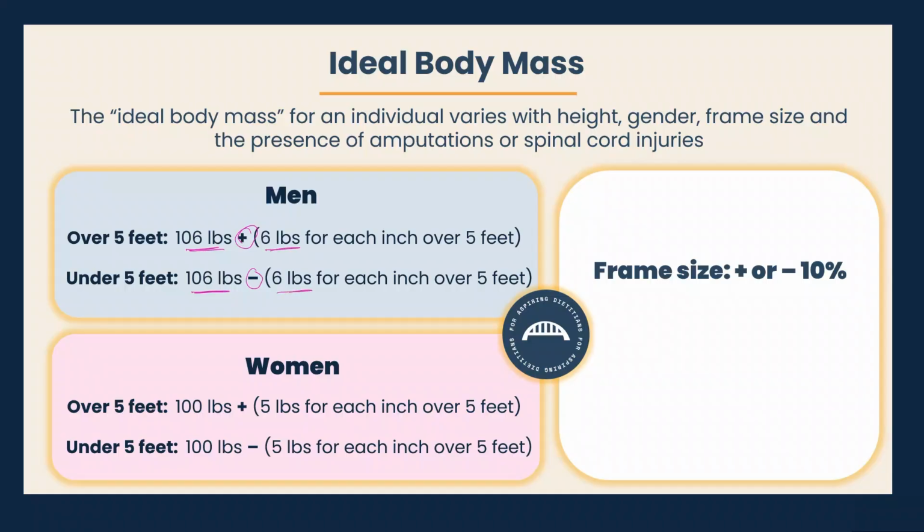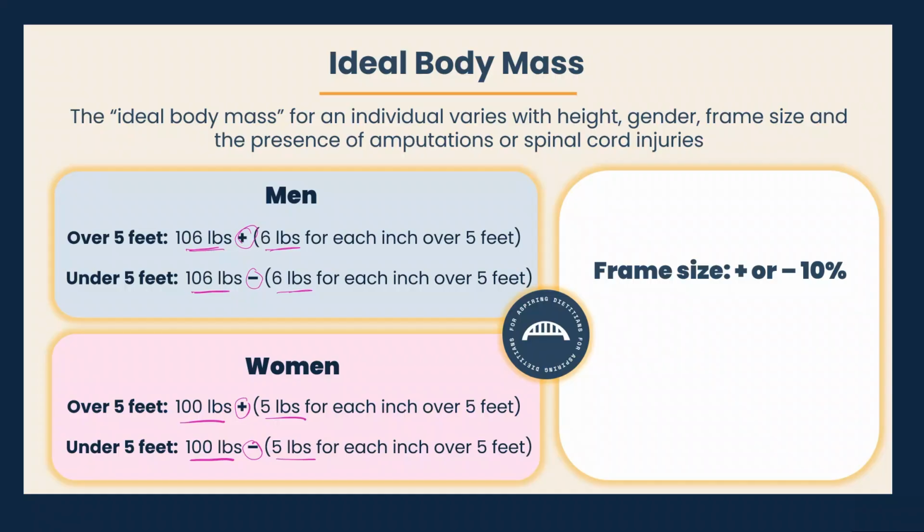For women, the pattern is similar. We start with 100 pounds as our baseline and add in 5 pounds for every inch over 5 feet, or we subtract 5 pounds for every inch under 5 feet. That's it. Since men tend to have more muscle mass, they get 106 pounds for being 5 feet tall, where women, quote unquote, ideally are 100 pounds at 5 feet. Any taller, and you add 6 pounds per inch for men and 5 pounds for women. Less than 5 feet tall, and you subtract.